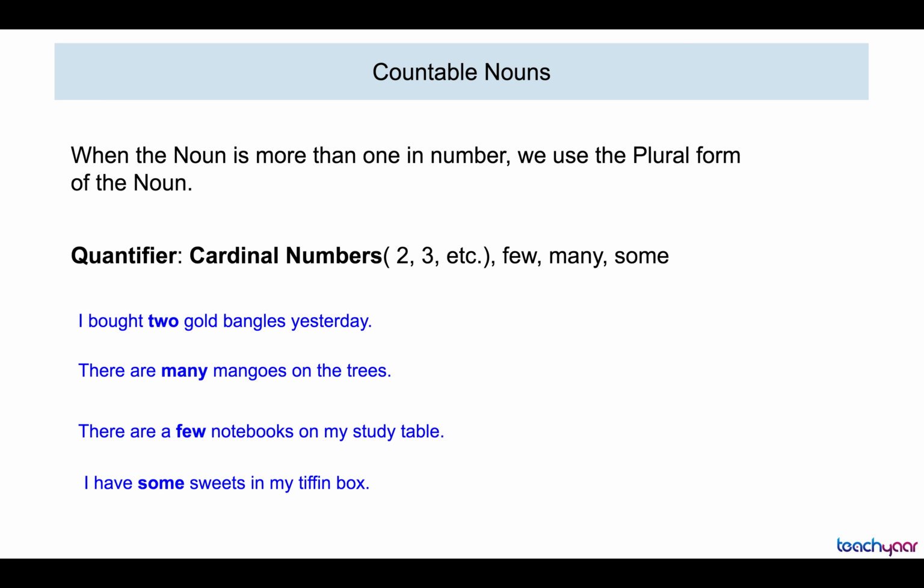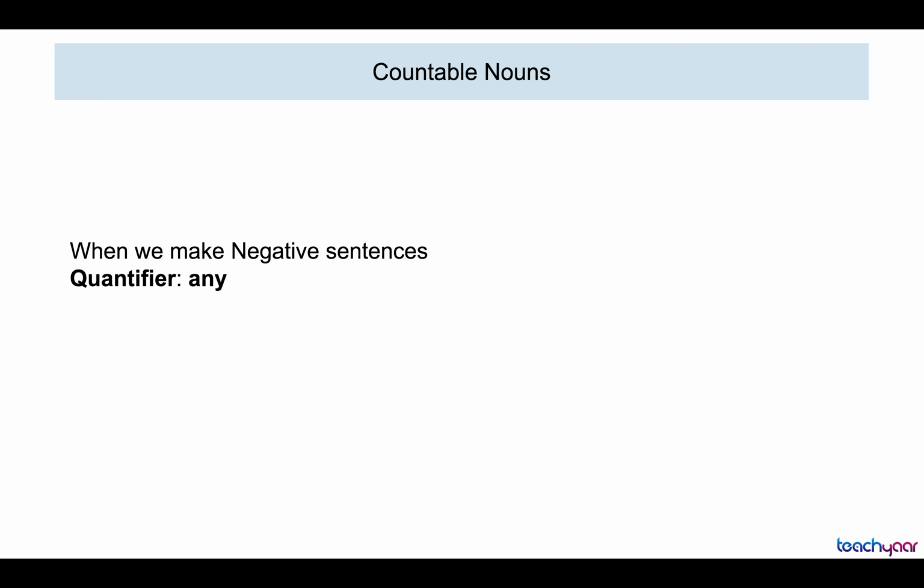Now what happens when we make negative sentences? When we make negative sentences and the noun is plural, we use the quantifier any. Let's see a sentence. There aren't any matches in the matchbox. There aren't. It is a negative sentence. Any matches in the matchbox.